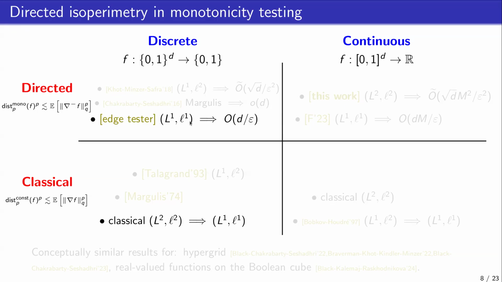The lemma could be rephrased as the directed Poincaré inequality. So this is the edge tester inequality. And we just saw that this implies the edge tester with big O of d query complexity. So this is our first connection from some classical Poincaré inequality to some algorithmic result. This connection goes much further.